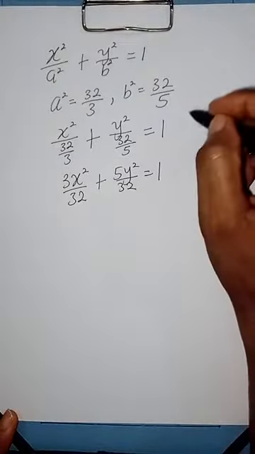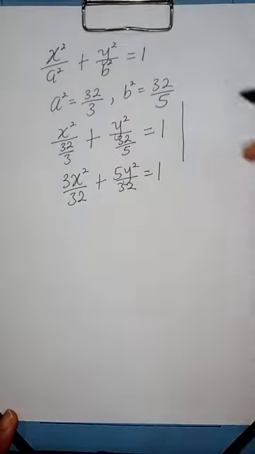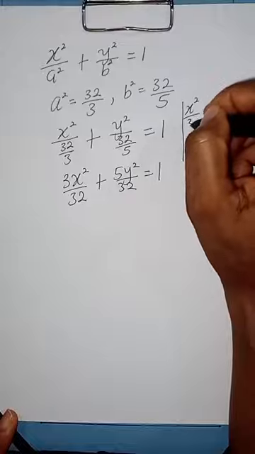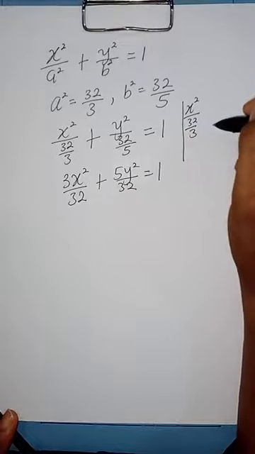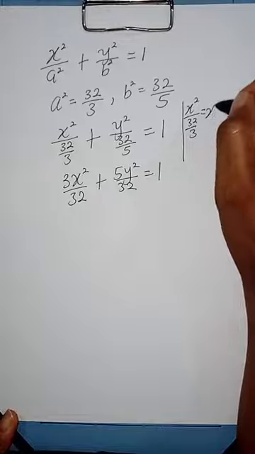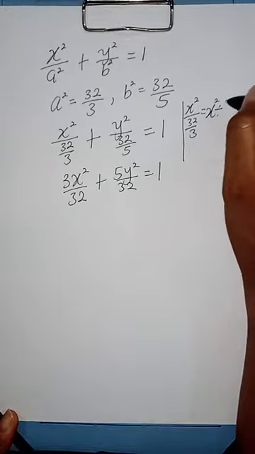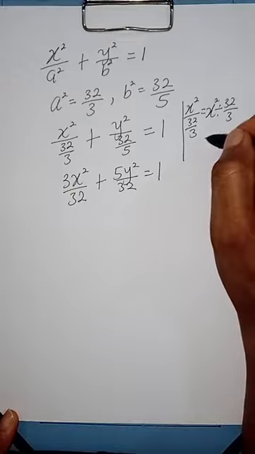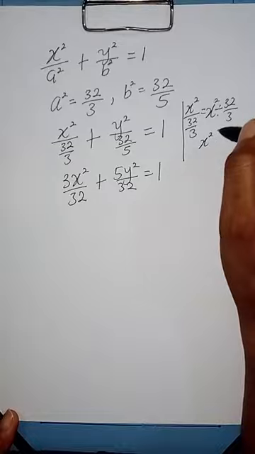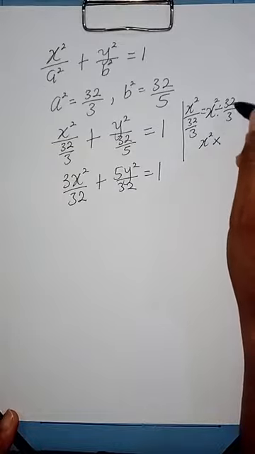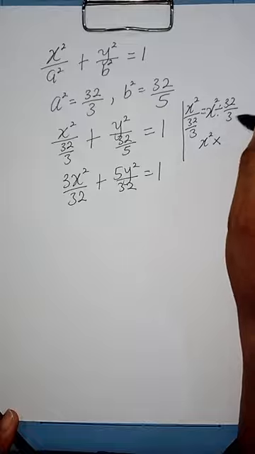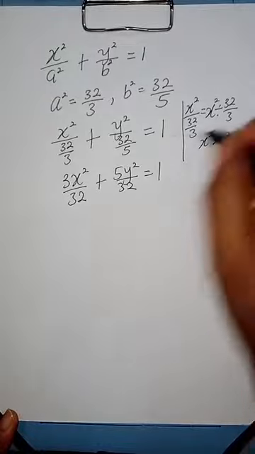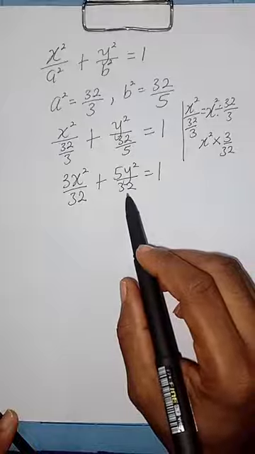Now, if you're wondering how I got my result, let me express it here. This is x squared divide 32 over 3. It's the same thing as x squared divide 32 divide 3. And you convert the division to multiplication. When you do that, the numerator will become the denominator and the denominator will become the numerator, and that's 3 divided by 32. So when you multiply, you're going to get this. The same principle applies to this.